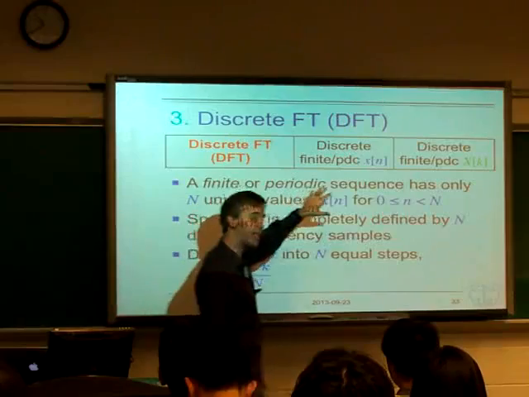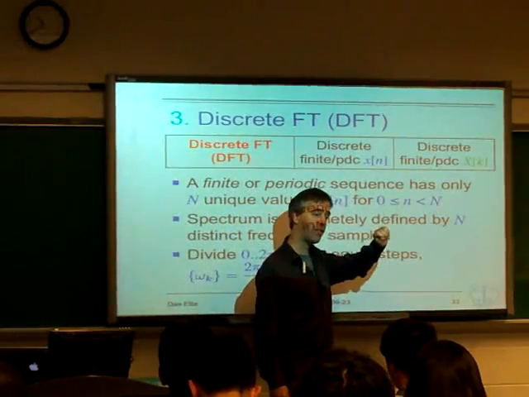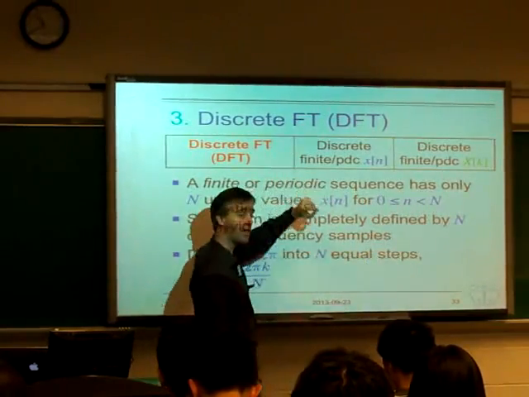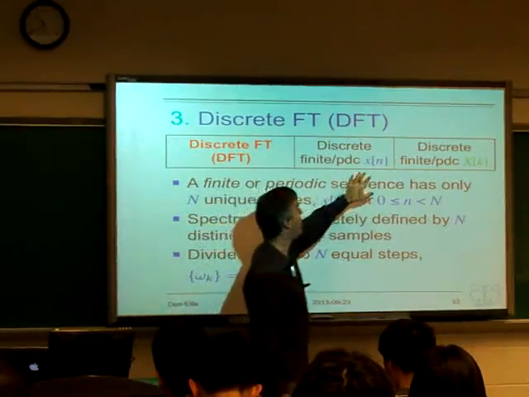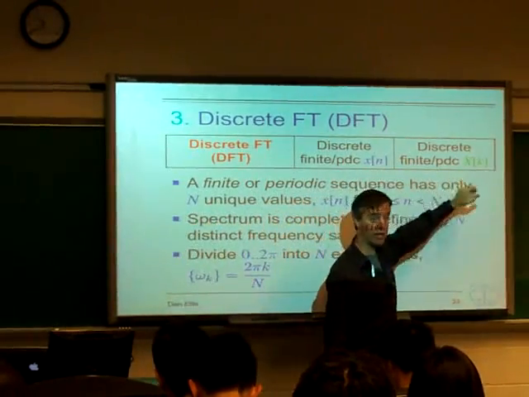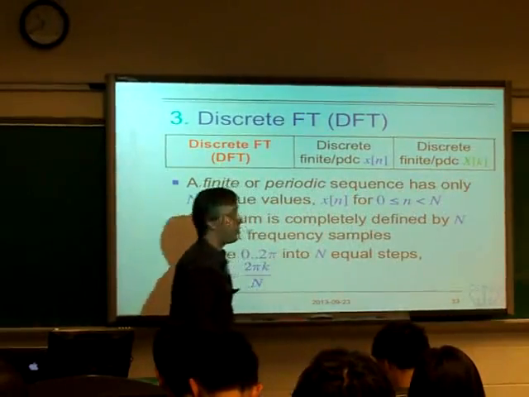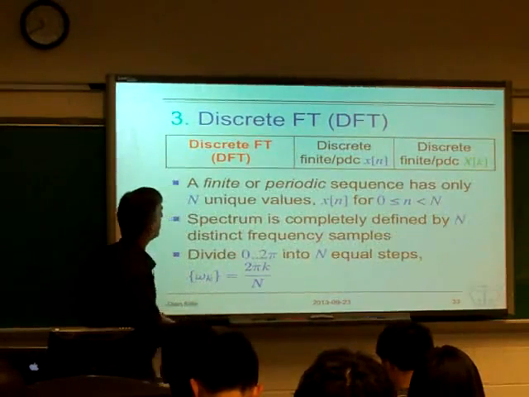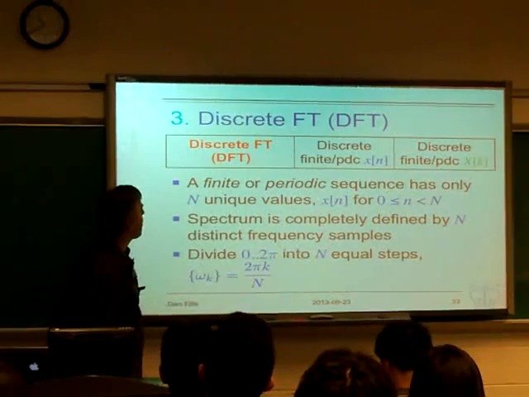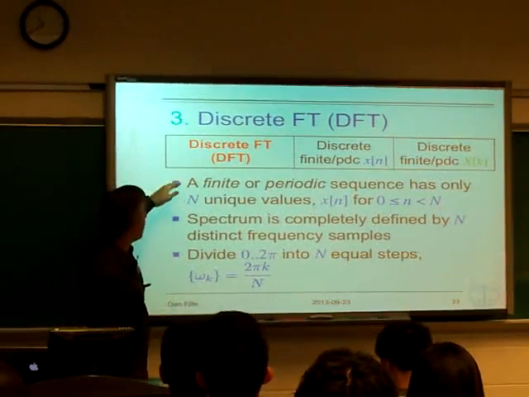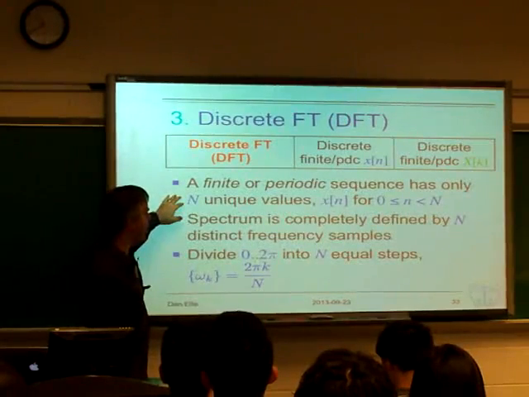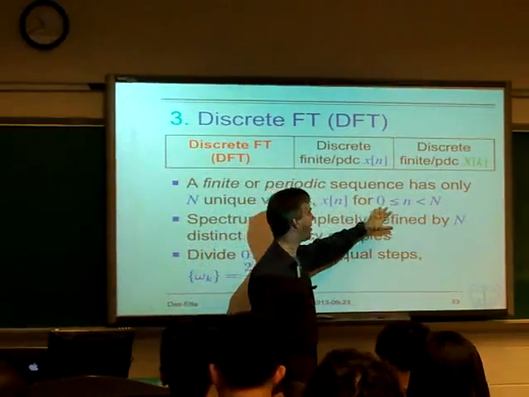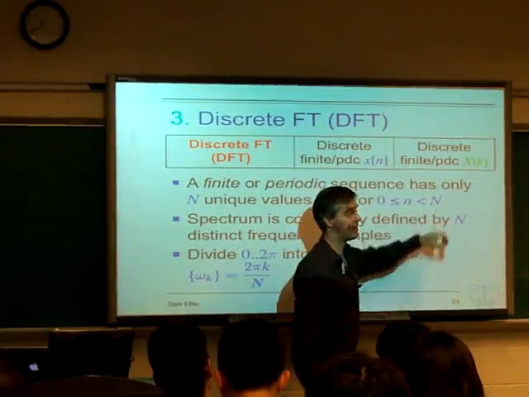And now we're back, just as the full-up continuous time Fourier transform was a mapping between a continuous function and a continuous function. We now also have a symmetric pair here, a mapping between a discrete finite length sequence and a discrete finite length sequence, which of course is also going to make it useful for our computers, which can only deal with discrete finite length sequences or vectors. So a finite or periodic sequence has only big N unique values, which we can define as x of n for 0 less than or equal to n less than big N.